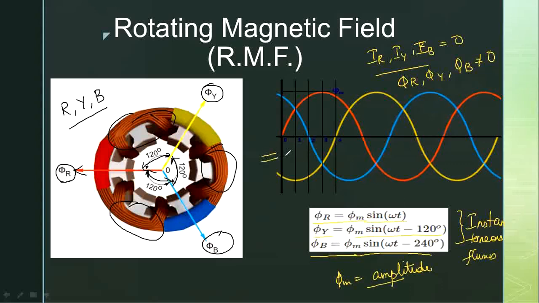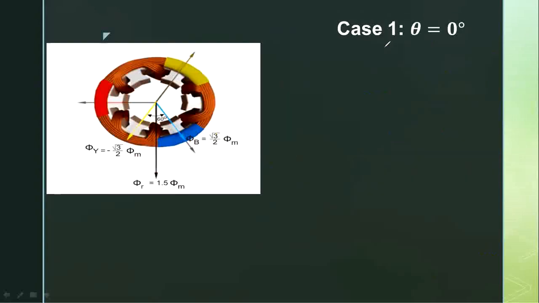Now this figure is the graphical representation of the fluxes, and from this we will try to find out the resultant flux for various instants. Let us first consider theta equals 0 degree. The instant considered here is 0 degree, and we know that omega t is the same as theta, which is 0 degree here. As we know the equations of phi R, phi Y and phi B, if I substitute the value of theta or omega t as 0, we are going to get the values of phi R, phi Y and phi B, and using these three values, we will find out the resultant flux.